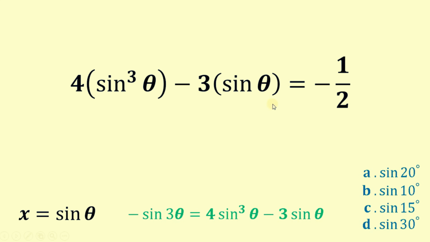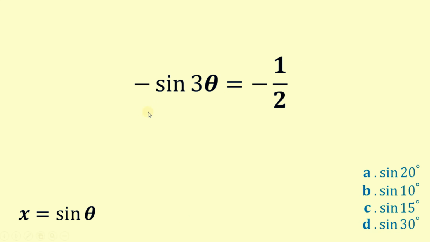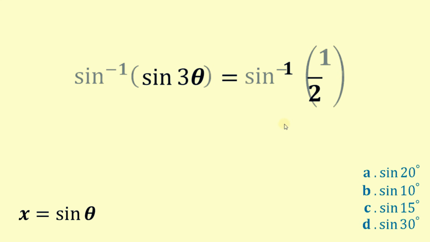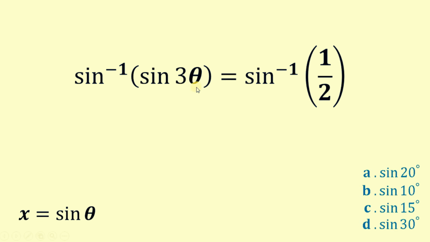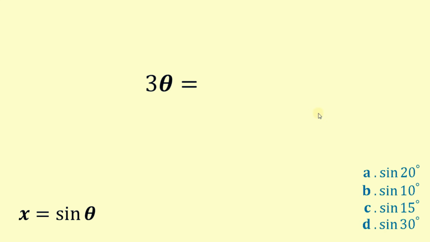Therefore, the left-hand side of our equation is simply equivalent to negative sine of 3 theta. And now, let's multiply both sides by negative 1. This will give us sine 3 theta equals 1/2. Now, at this point, let's take the arc sine on both sides. So, let's solve for this angle theta. Now, arc sine of sine 3 theta is just 3 theta. And arc sine of 1/2 is just 30 degrees.